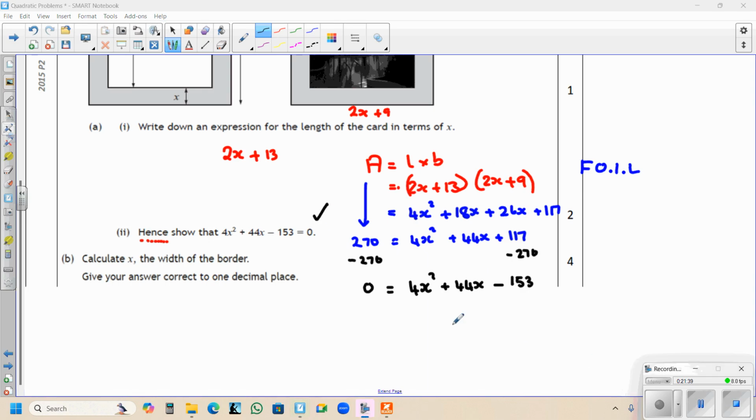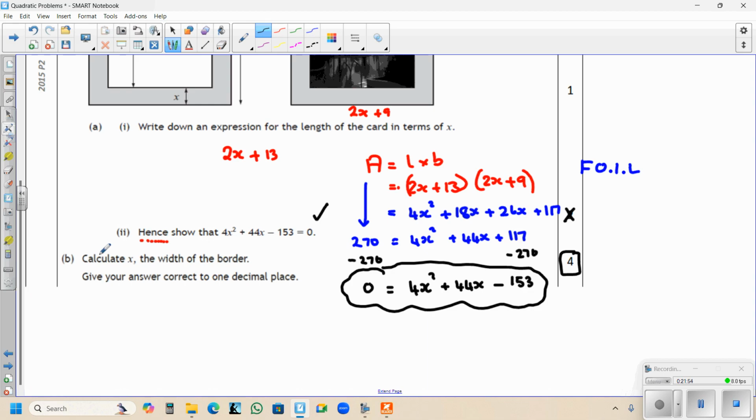Now, they did give us that equation because if we can't manage to work that out, we're only losing those 2 marks. So if you couldn't work that out, you're losing those 2 marks, but you can still go on and get the 4 marks for the next bit. It says calculate x, the width of the board. They've given you your answer correct to 1 decimal place.